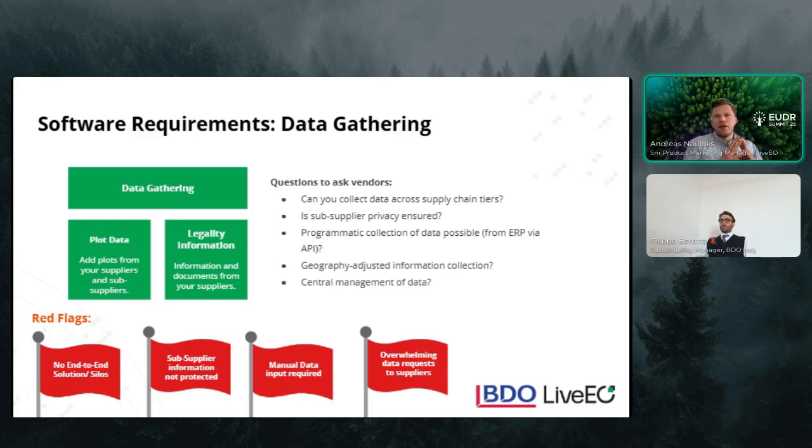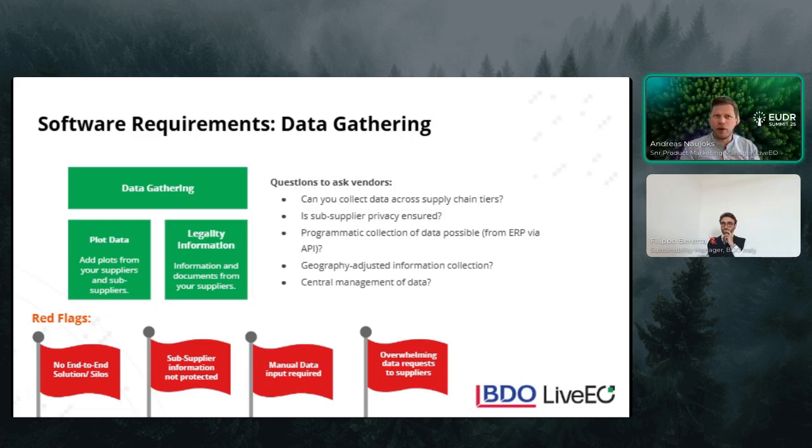Then the next thing is whether programmatic collection of data is possible. What this means is that if supplier information already sits in your ERP system or supply chain management system, ideally you get it out of there in a programmatic way, for example via an API, so automatically, and to be able to later tie it to shipments. And then lastly, central management of data. Do you unite the relevant pieces of information in one place so it can be managed?